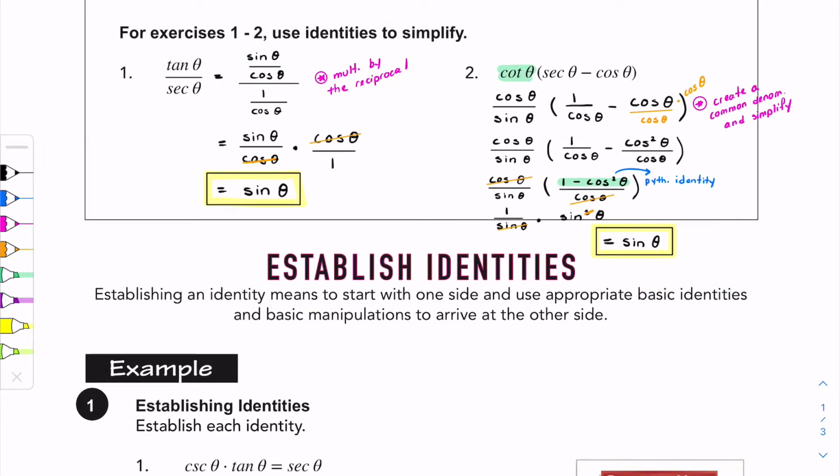Now we're going to learn how to establish identities. And establishing identities means to start with one side and use the appropriate basic identities that we learned last class and basic manipulations to arrive at the other side.